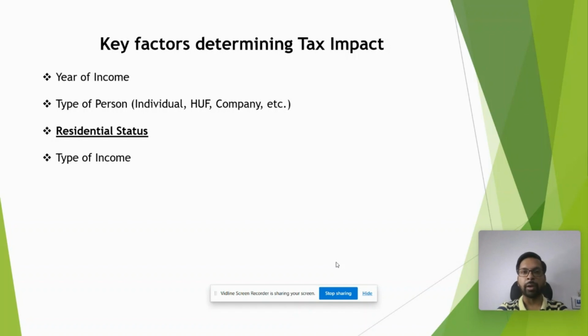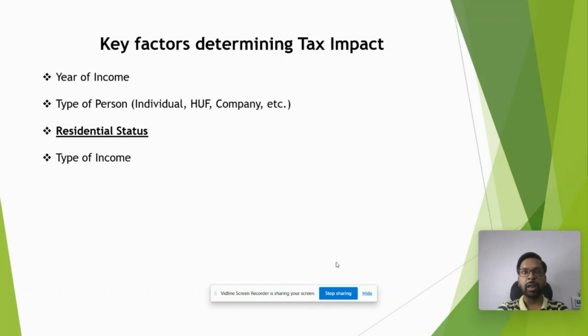Second is the type of the person. In case of individual, there are certain rebates which are available. Similarly, in case of company, there is a different tax rate. So basically, your tax liability depends on your type of person as well. And third is the residential status, which I've highlighted in bold deliberately because this is one of the key factors which determines your overall tax impact or the tax liability.